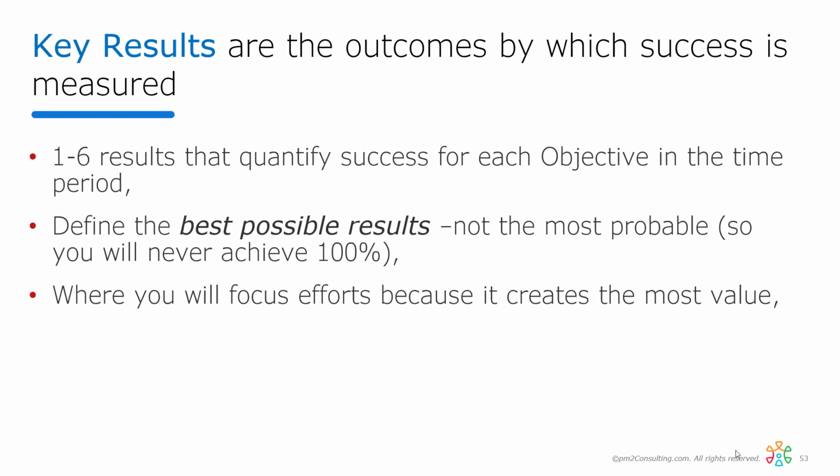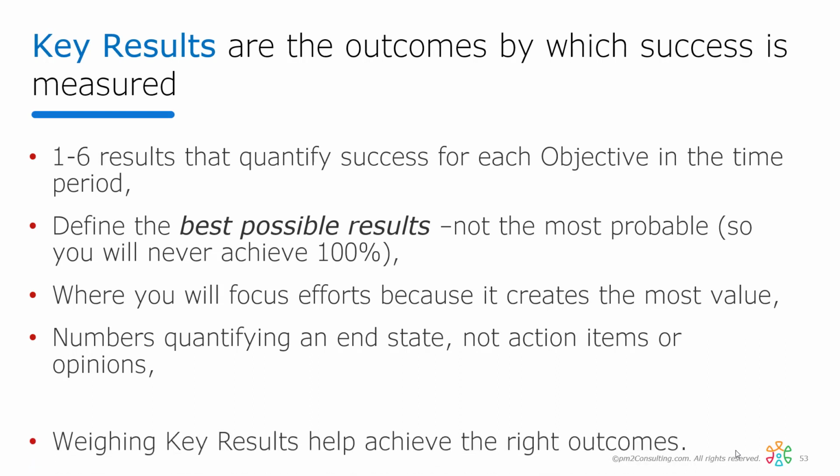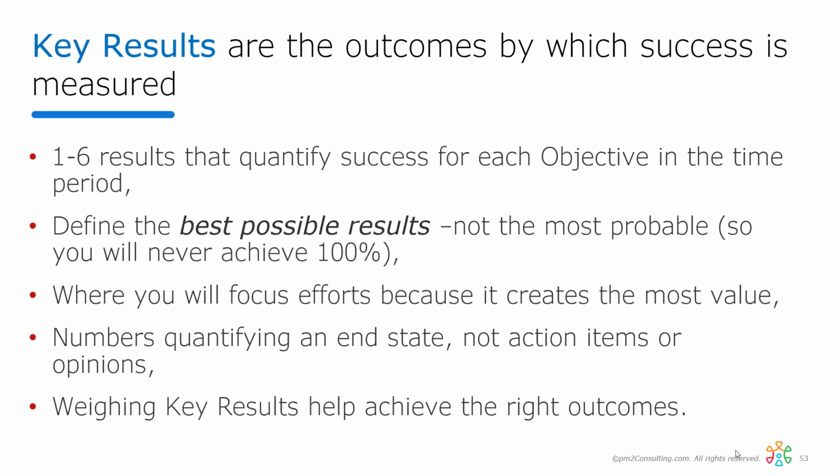It's where you're going to focus your best efforts because it creates the best value for the organization. And they're numbers. They're numbers that talk about the end state. They're not action items or opinions, because we've got to be able to be definitive about if we achieve that. And therefore, we may also need to weight those 1 to 6 key results to help you make sure that you have the right overall outcomes.